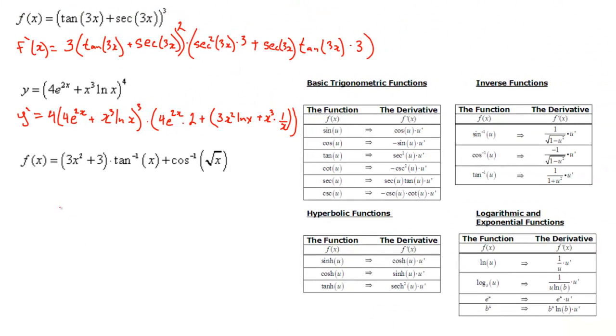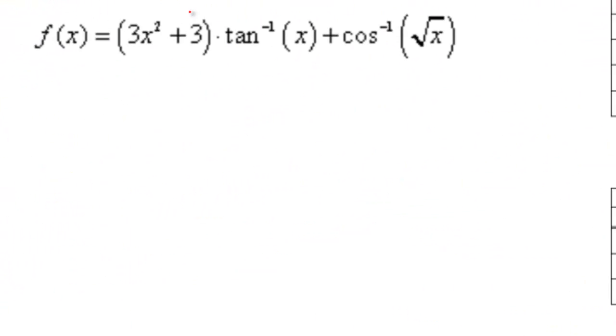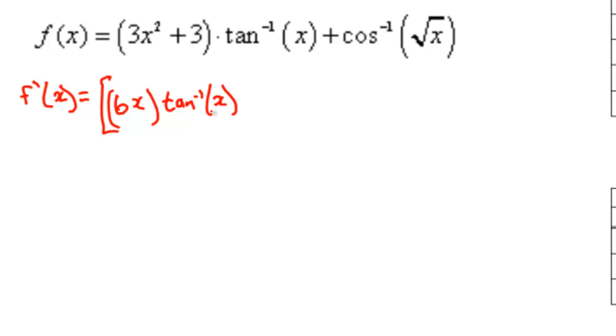Final example for this video then has two inverse trig functions, tan inverse and cosine inverse. Notice this one is also a product here, so we have to use product rule again. So the derivative of the first, and let's put this in brackets here, 6x plus 0, keep the second, plus keep the first, times the derivative of the second. So the derivative of tan inverse is 1 over 1 plus x squared.